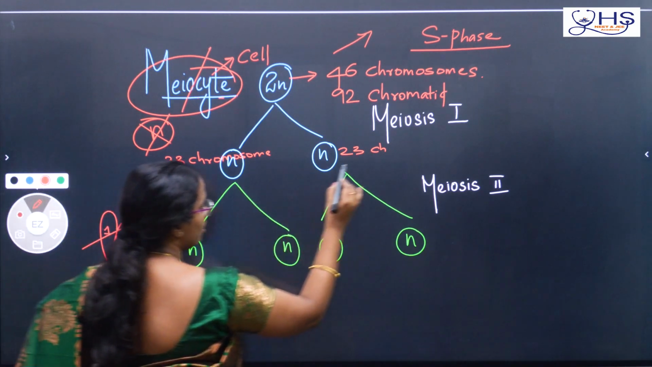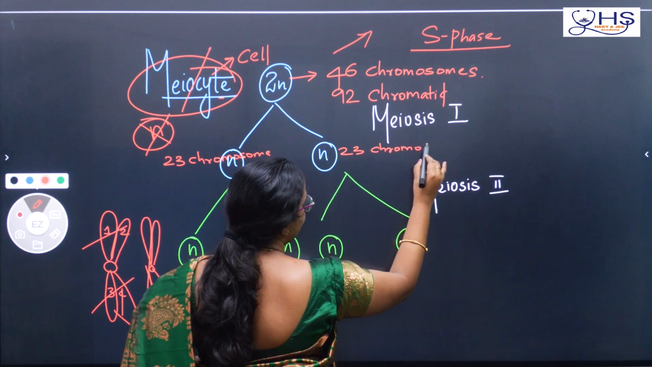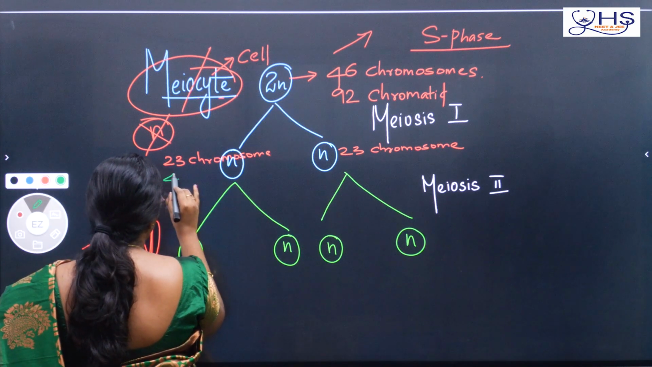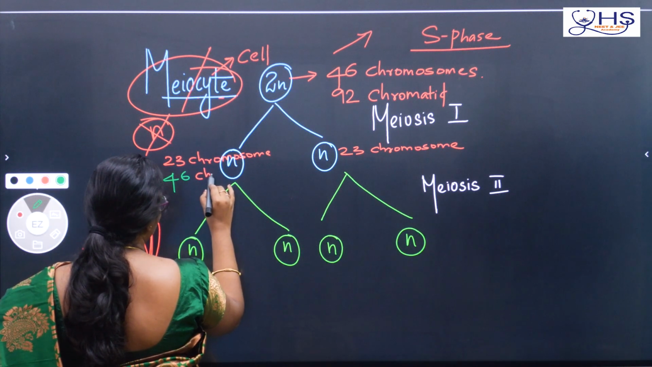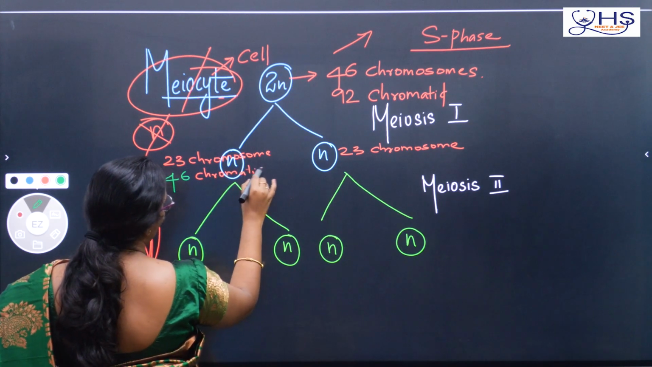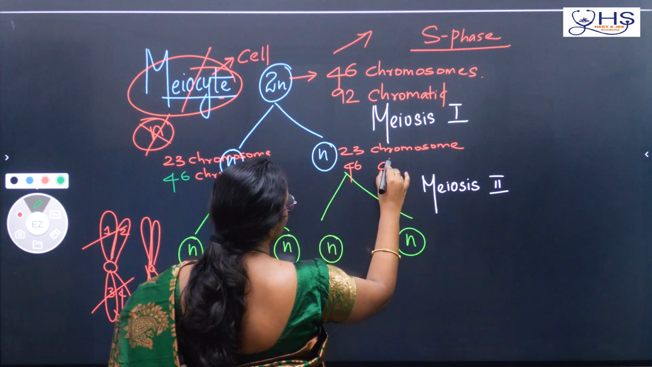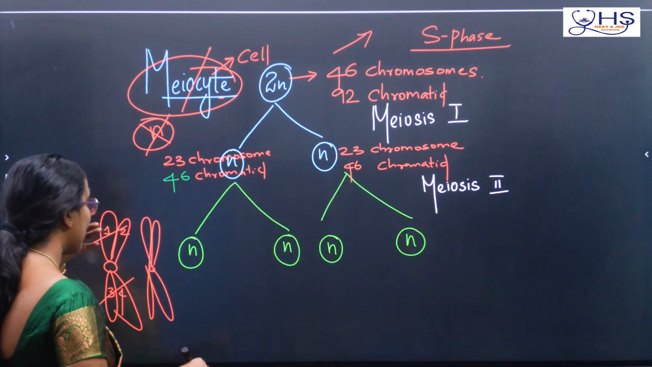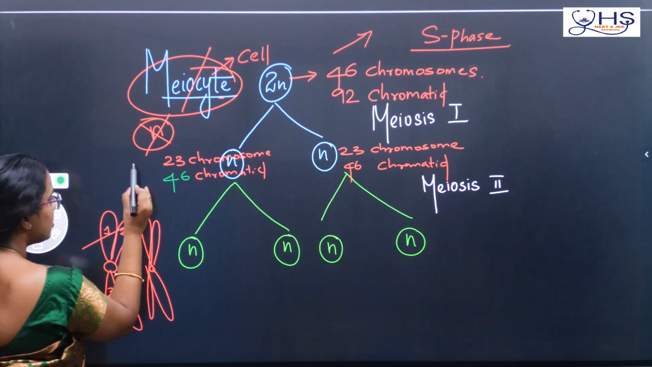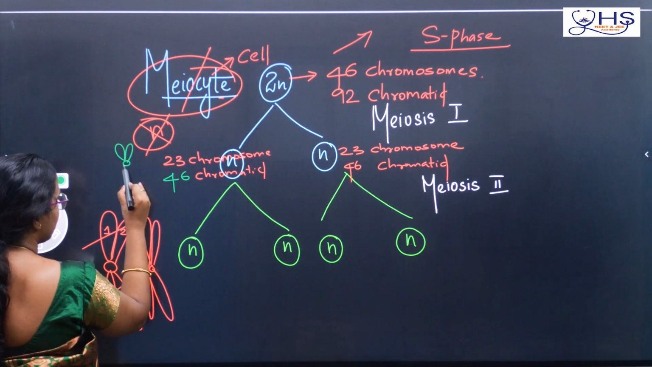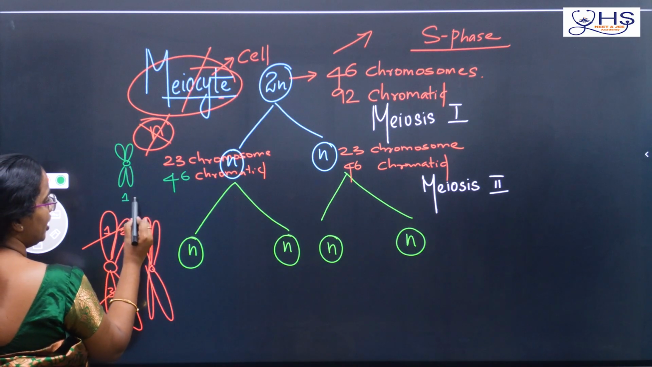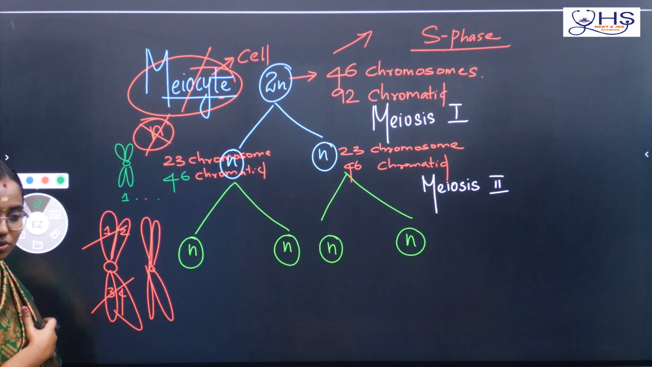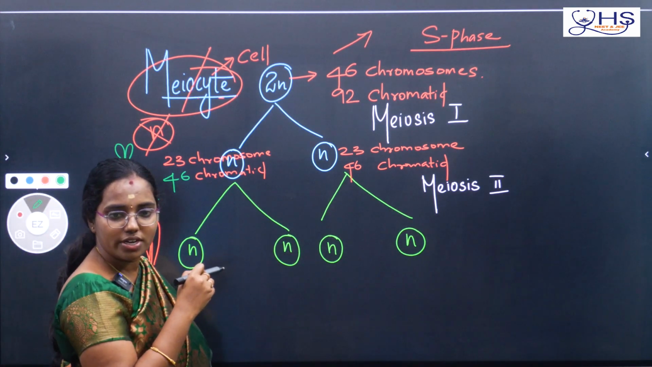But what will happen to the number of chromatids? That is very important. Chromatid will be 46. So 46 chromatid and 46 chromatid. Why 46 chromatid? Because each chromosome looks like this. So 23 chromosomes means how many chromatids will be there? Into 2, 46. இது புரிஞ்சுதா? Why 46? Did you understand why 46?